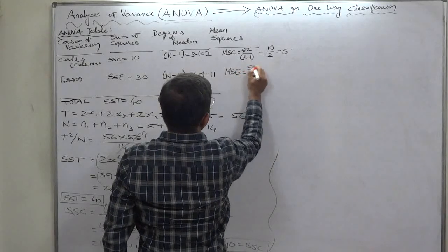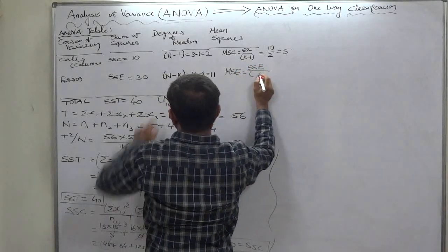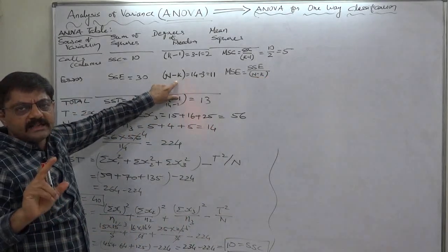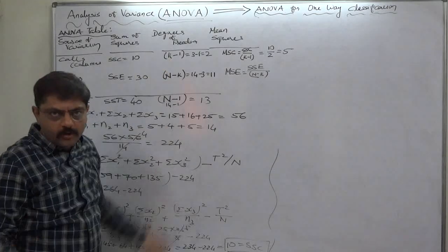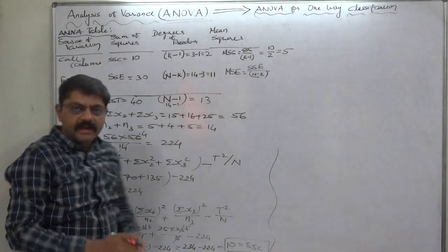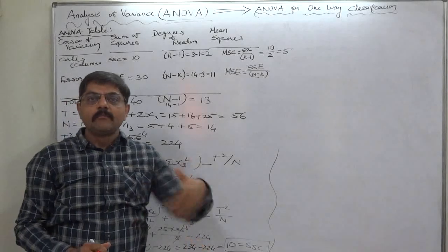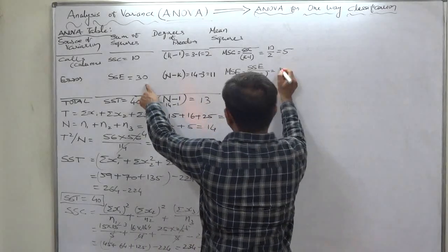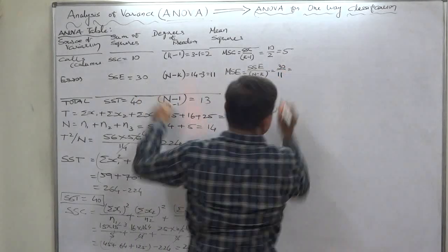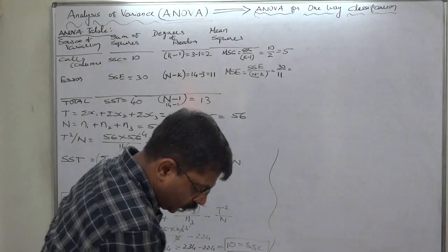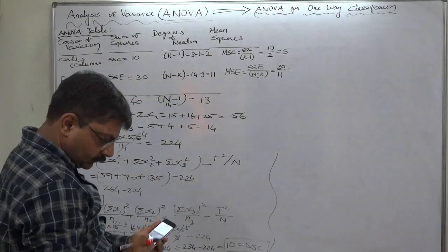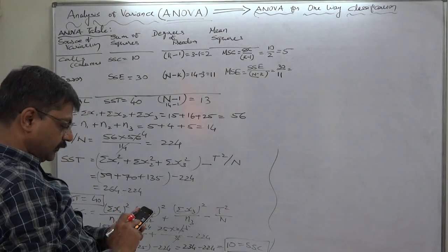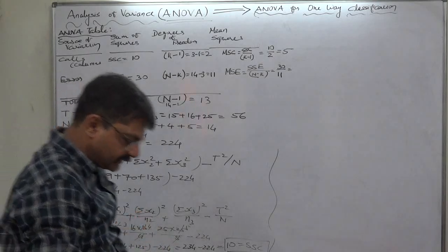MSE will be SSE divided by its relevant degree of freedom, n minus k. You can write the sign C instead of k. That is the total number of columns also. It is up to you. I write k because I always speak of k number of populations, k number of samples, k levels. Yes, 30 divided by 11 comes to 2.73, but let me check. 30 divided by 11. Yes, 2.73.